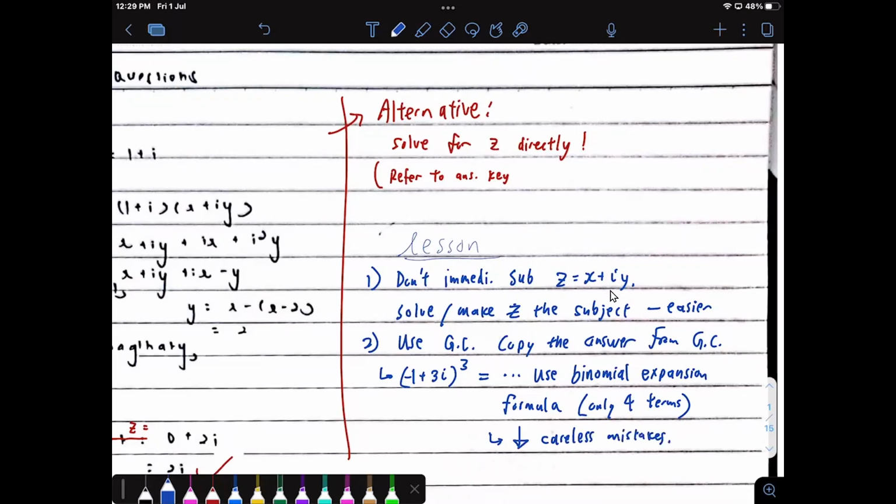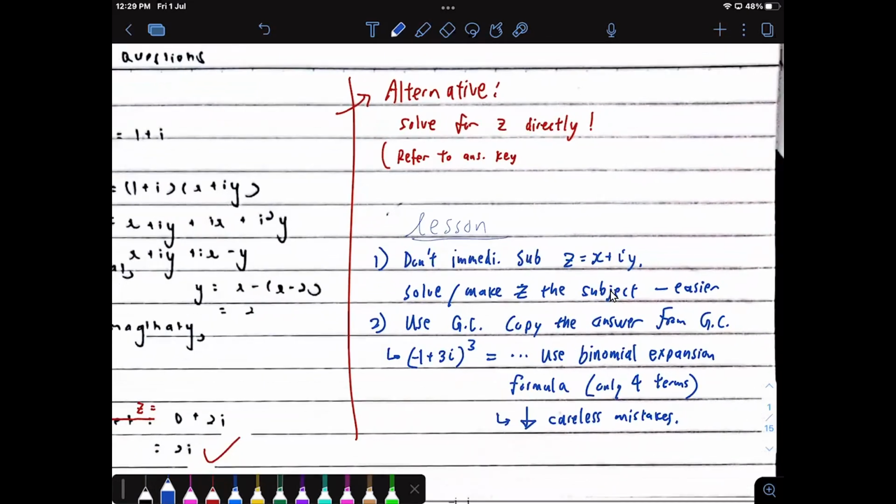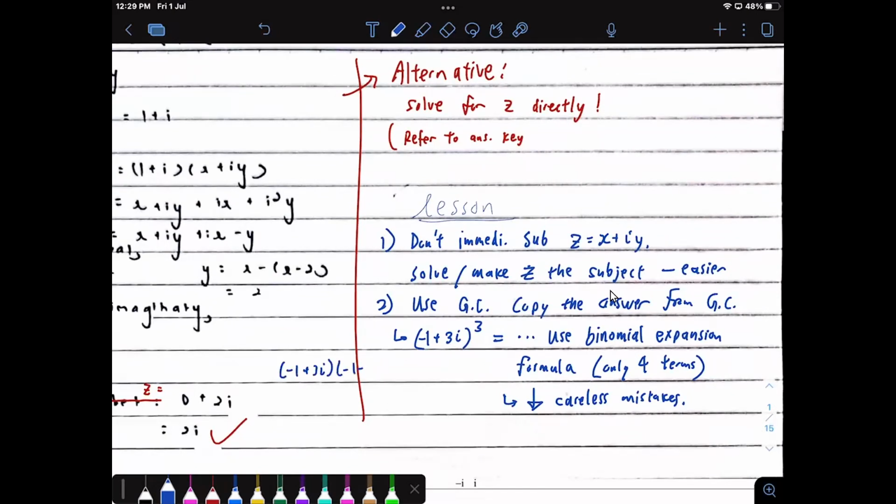Don't manually expand. Don't do it like -1 plus 3i times -1 plus 3i, get whatever answer, and then multiply that answer by -1 plus 3i again. Not recommended. Very, very slow. You can use a calculator. Okay, that's number 2. Number 3: use part 1 to solve part 2.